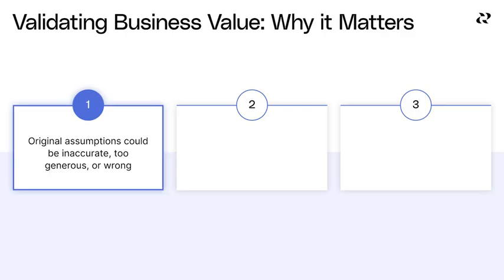First, the original assumptions shared during your manager briefing could be inaccurate, too generous, or simply wrong. This means that the estimated value could be unattainable. You don't want to commit to a metric that you'll ultimately fall short of meeting.